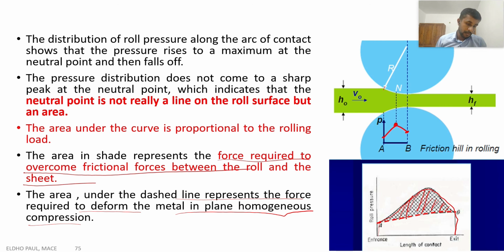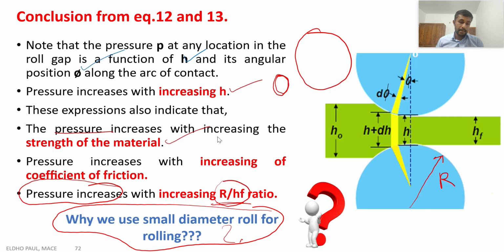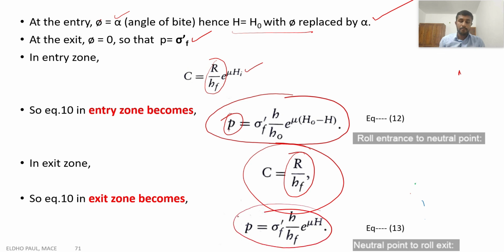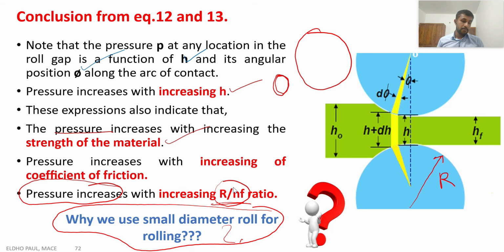So that is about the distribution of pressure during the rolling process. So up to this, I am finishing this lecture. In this lecture, we studied the distribution of pressure. We derived a formula for finding the distribution of pressure, and this formula is applicable for the entry zone, and this is applicable for the exit zone. And different factors which affect the distribution of pressure are also discussed in this lecture.